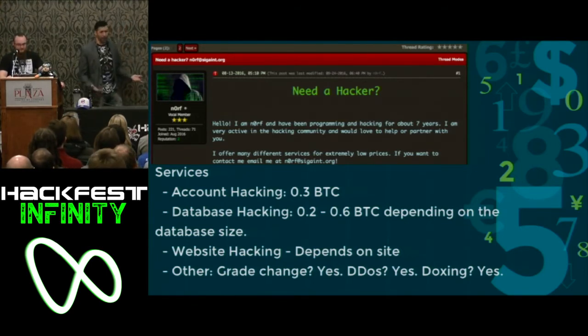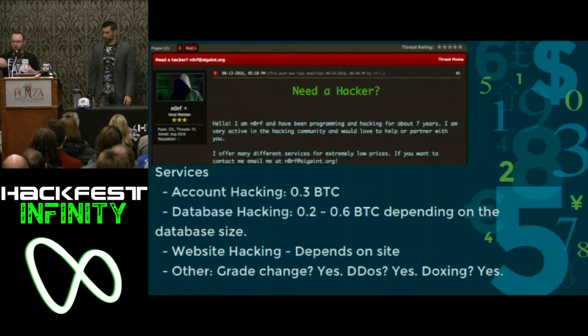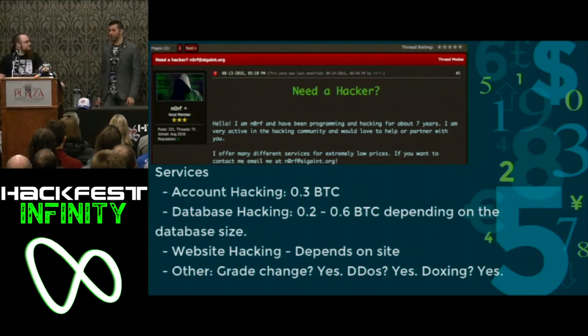Does anybody not know what doxing is? It's essentially building a dossier on someone that has all their personal information, like their physical addresses, their mother's maiden name, their social security number, all that stuff. So the root word is like documents, docs. So you're getting everyone's documents. We get into that later.